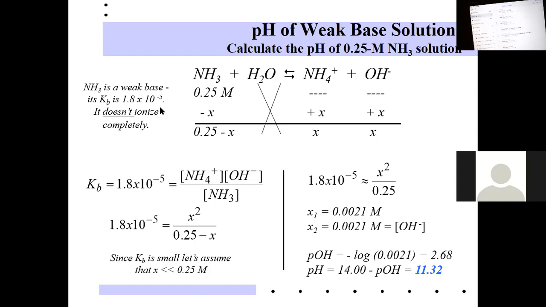You take your X value. We said it was equal to hydroxide earlier. It is. But if you look back at the ice table, X is right here in the middle. It's the amount of the ammonia that ionized. So take your X and divide by the starting concentration and times by 100. So 0.0021 divided by 0.25 times 100, you get an answer less than 1%. It's 0.84%. Okay, so it's a weak base. It ionizes just a little bit, 0.84%.